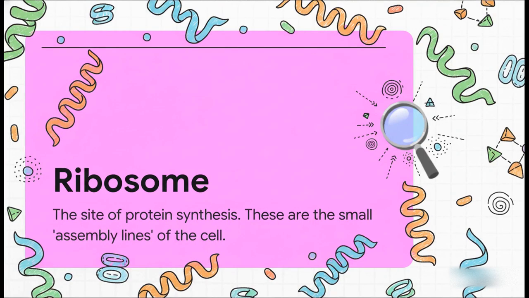So with all this energy, what's the cell actually building? Mostly, it's building proteins. Proteins do everything. They give the cell its structure, they carry out chemical reactions, you name it. And the tiny little factories that put these proteins together, piece by piece, are called ribosomes. They are the assembly lines of the cell.